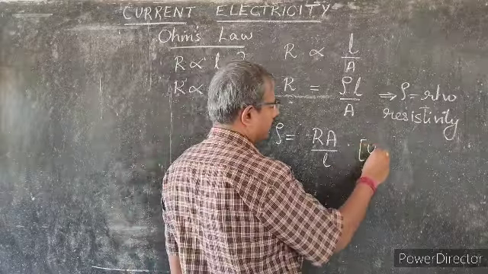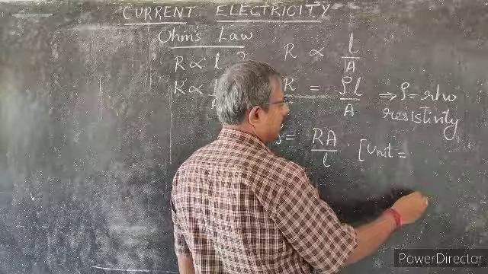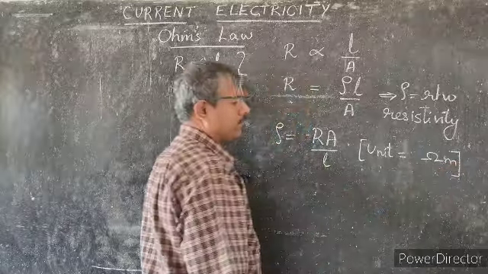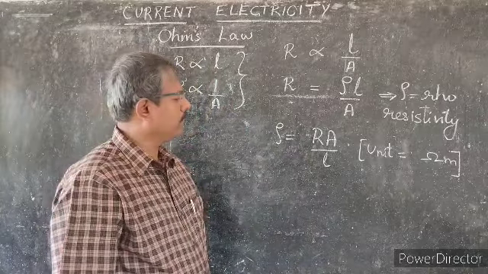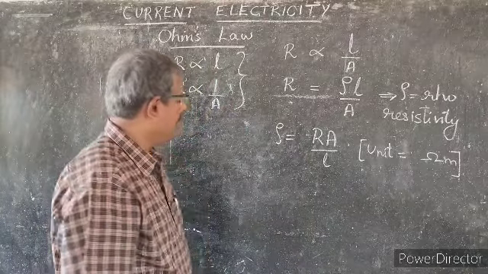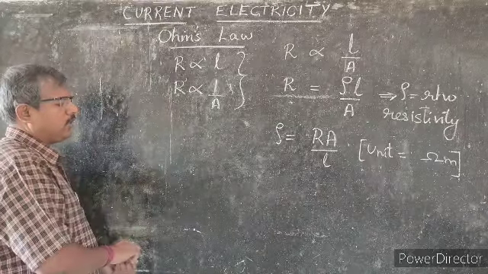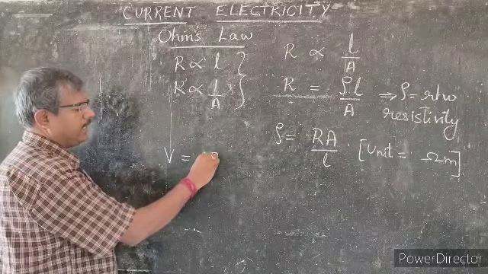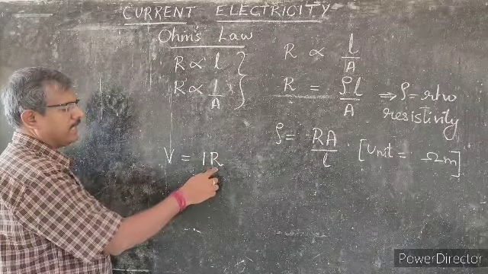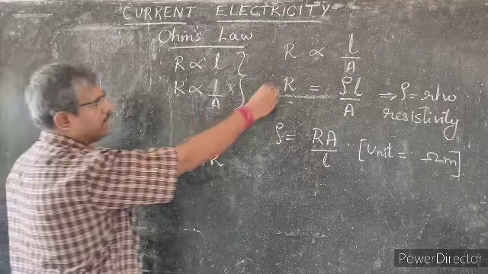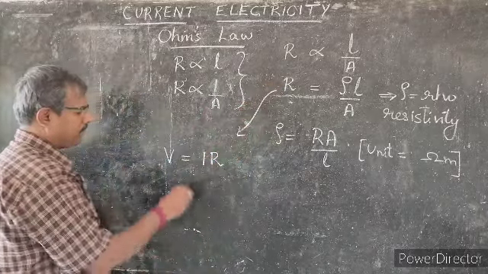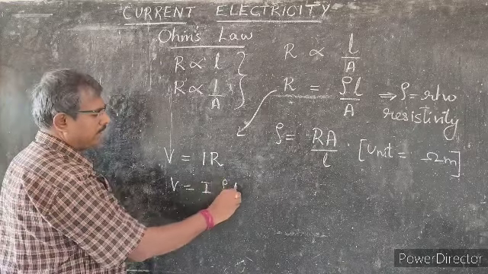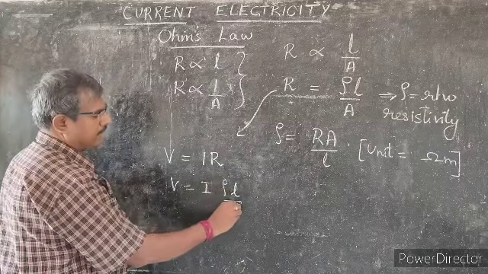Its unit is ohm meter. Now, if I go back to the original Ohm's equation, V is equal to I into R, and replace R with what I just derived here, I get V is equal to I into rho L by A.